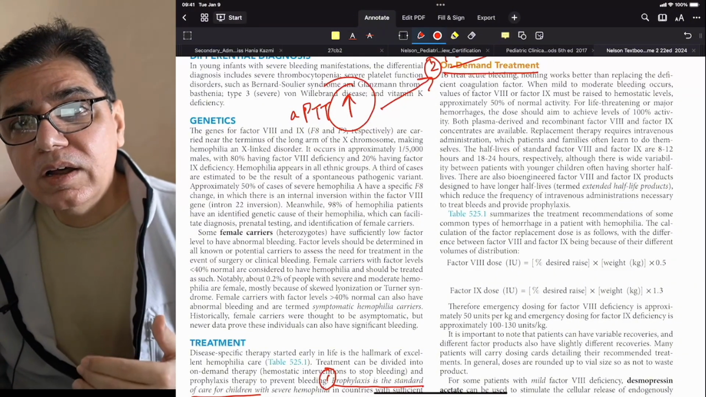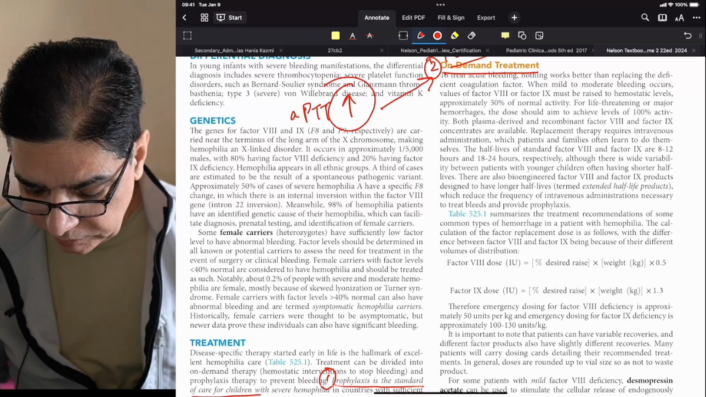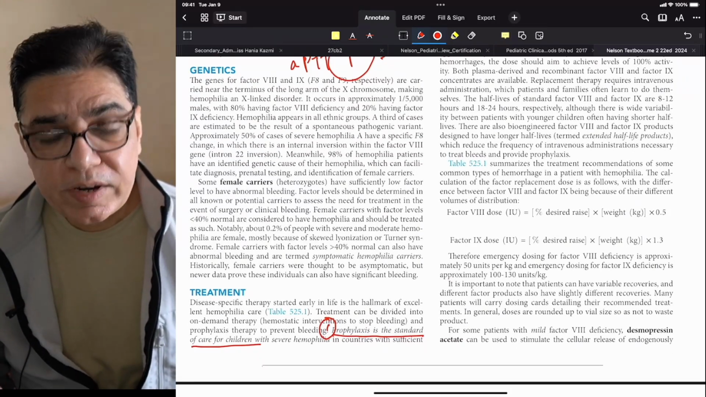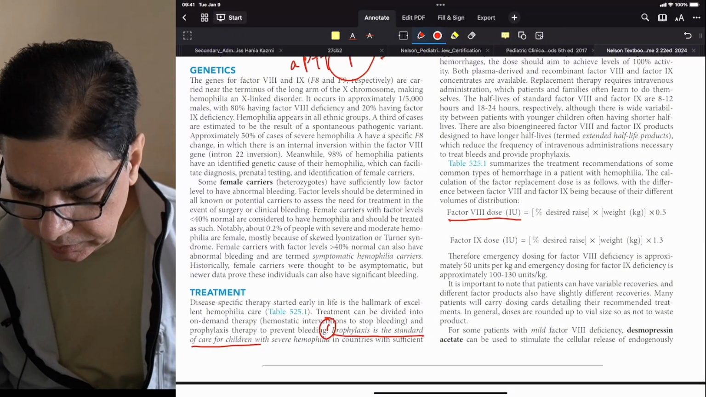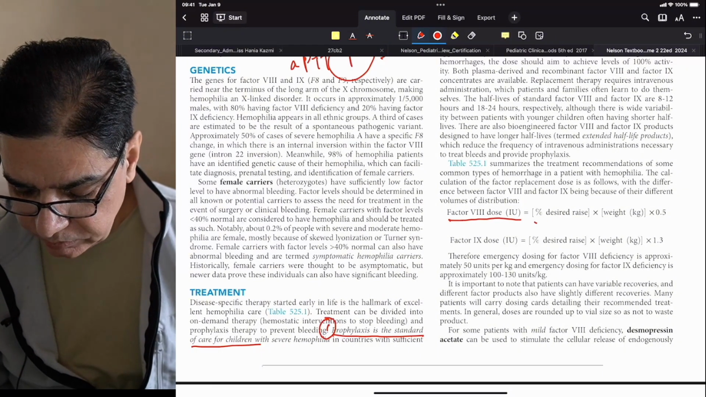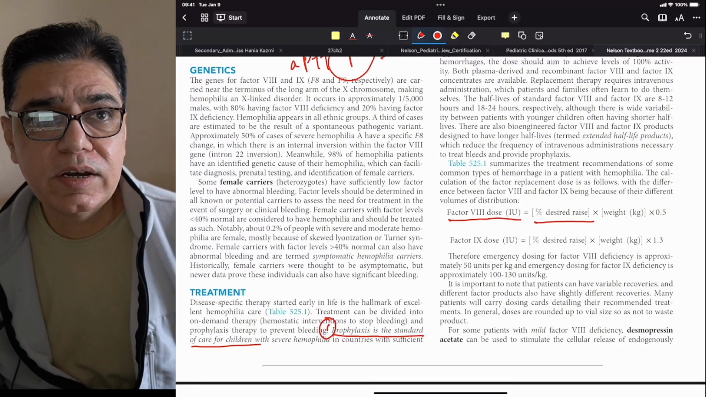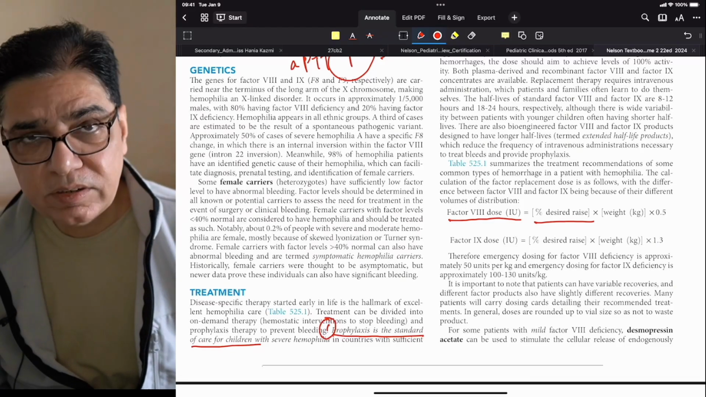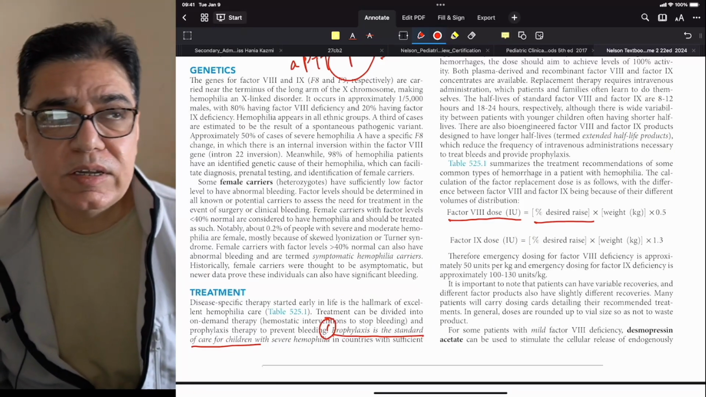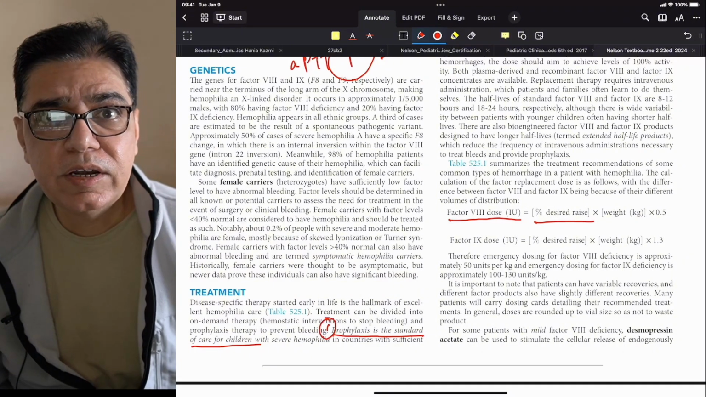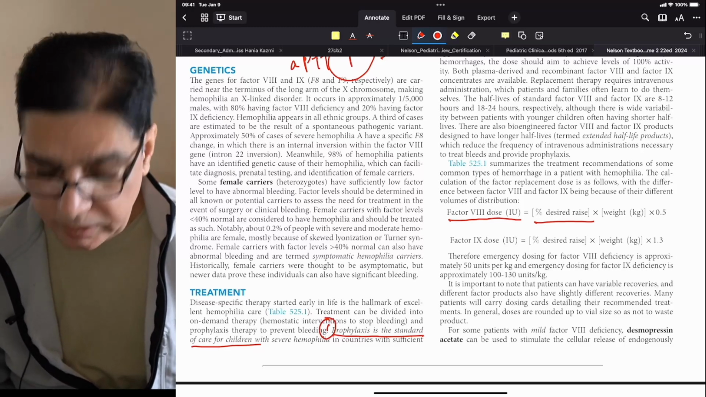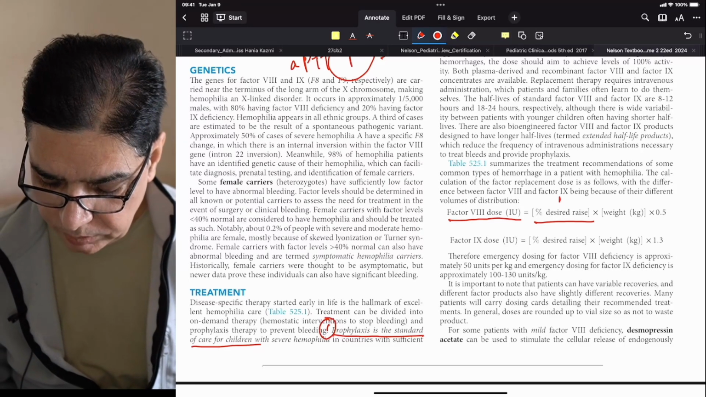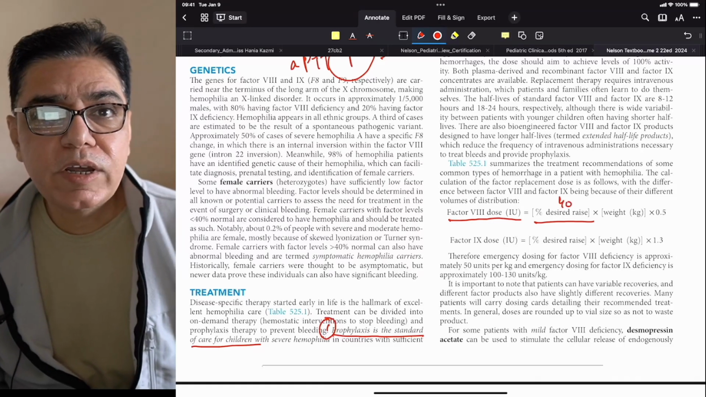So how are those doses calculated? The Nelson textbook says that for factor A, that is hemophilia A, the on-demand dose would be based on the desired rate. If you know the underlying factor activity, let's say it is 10%, and you want to bring it to 50%, the percentage desired rate would be between 10 and 50, that would be 40. And you have to take the body weight of the child.